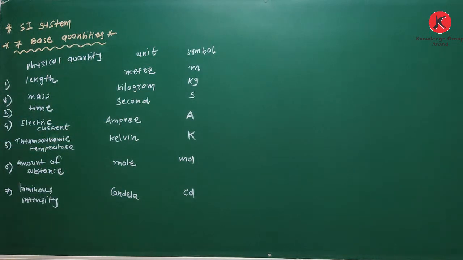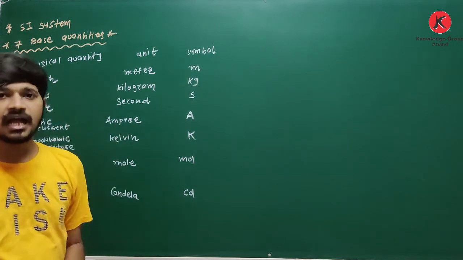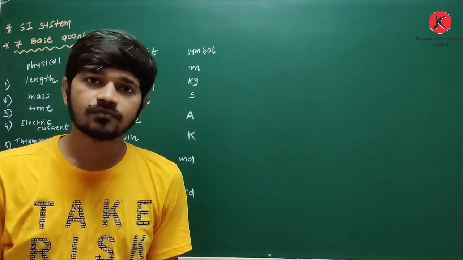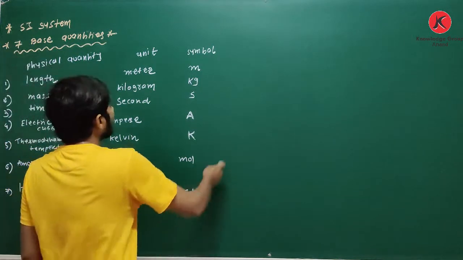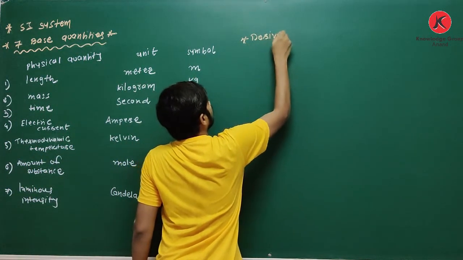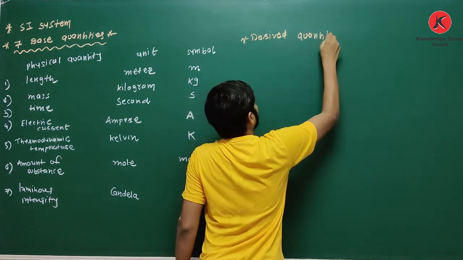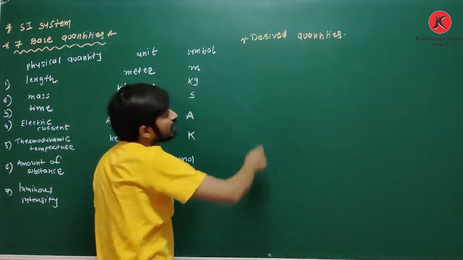symbol. In the SI system, the unit of length is meter. In the SI system, the unit of mass is kilogram. In the SI system, the unit of time is second, and so on. Clear about this? Okay. Now, derived quantities. What is a derived quantity?